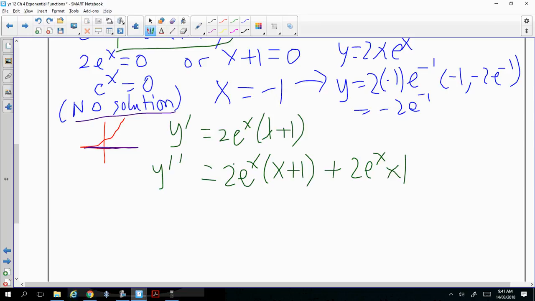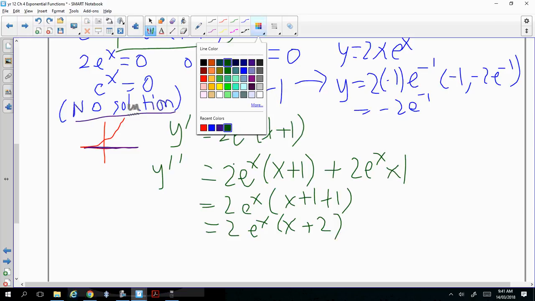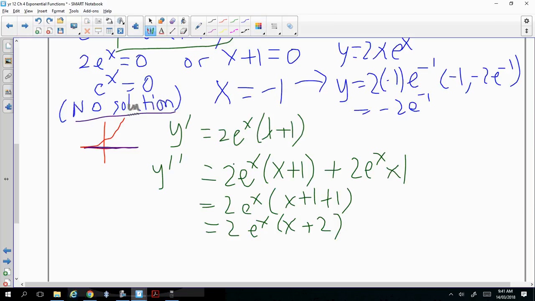Okay, now we substitute -1 to determine the nature. So if I put x equal to -1, which is this bit here, y second derivative equal to that, -1 plus 2. Use your calculator to see what you get. You should get a positive number. If not, then try again. Shift that one, -1, bracket.